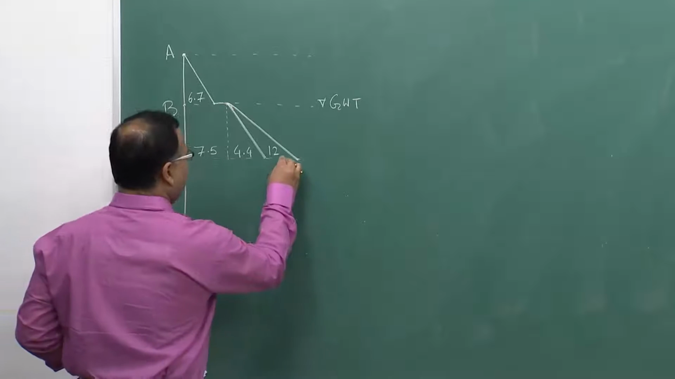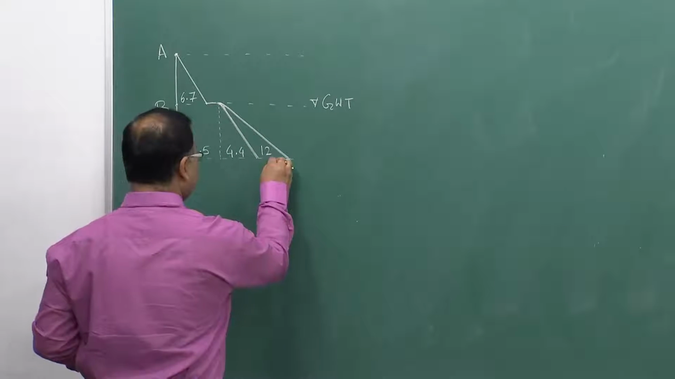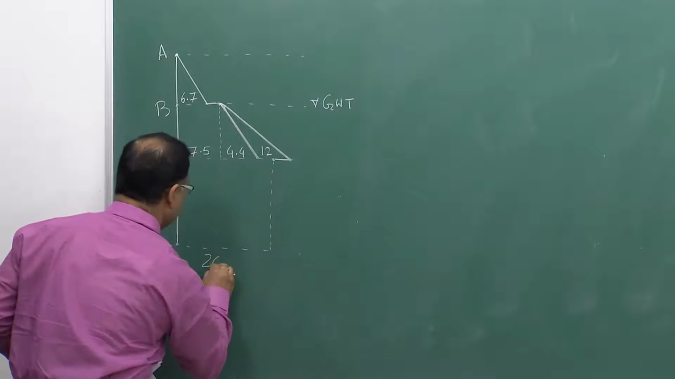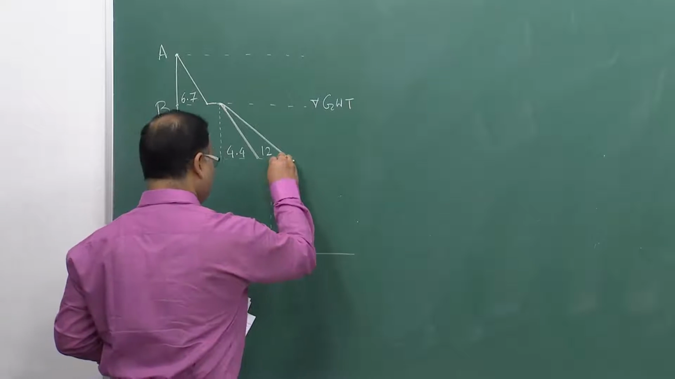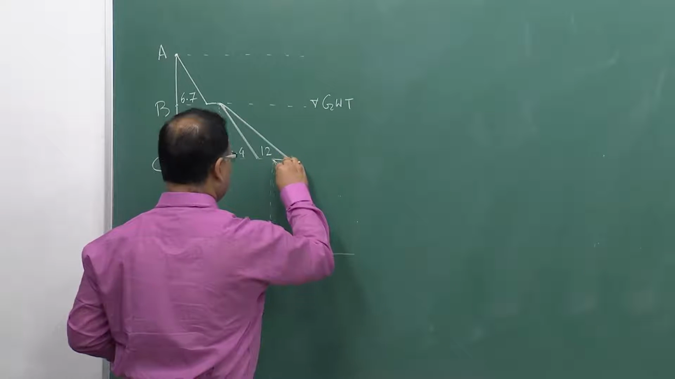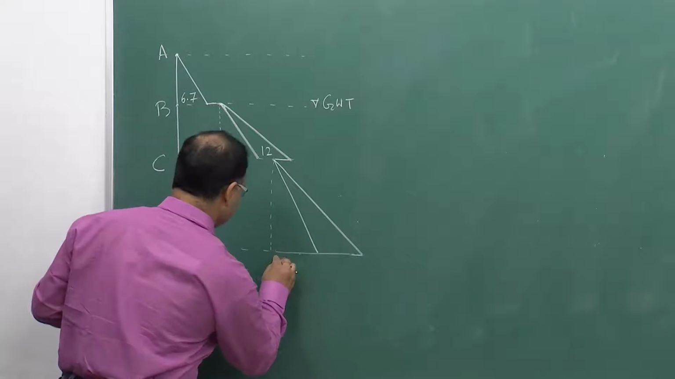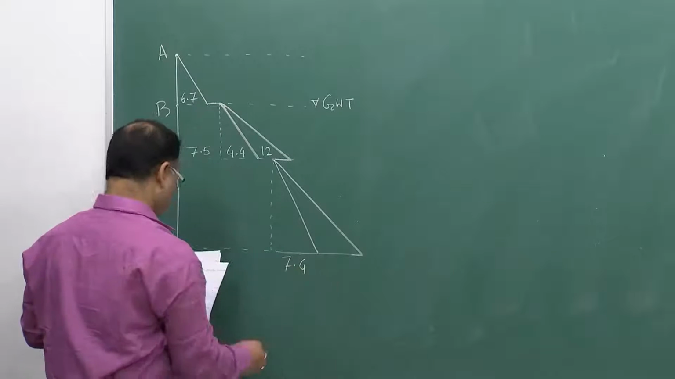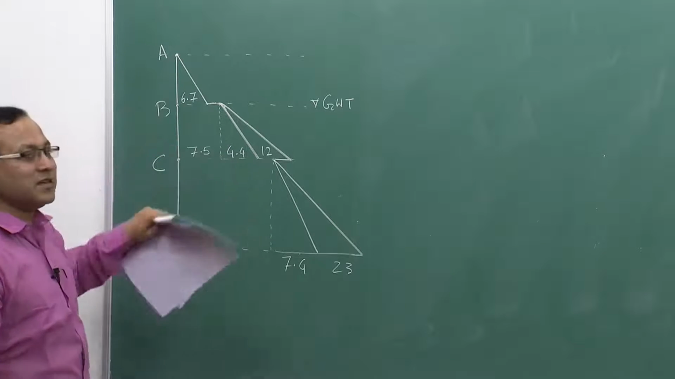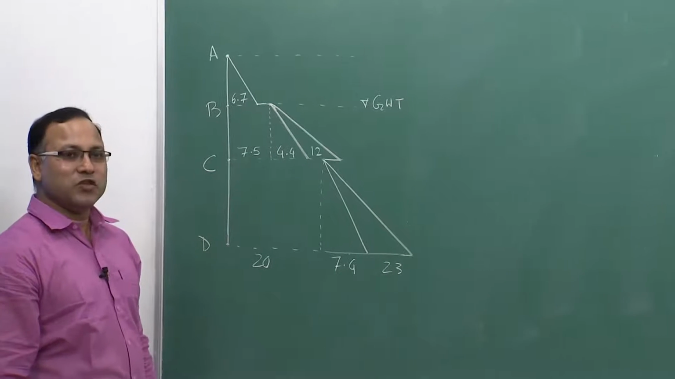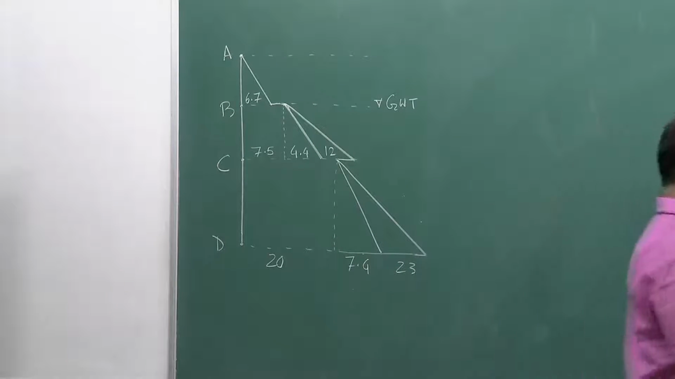So, you are getting some reduction. Say this is point, say 20. Now, from there you are getting this and you are getting this. So, this is your 7.4 and this is your 23. Okay. So, this is the distribution of active earth pressure. So, please be careful when you are solving this type of problem.